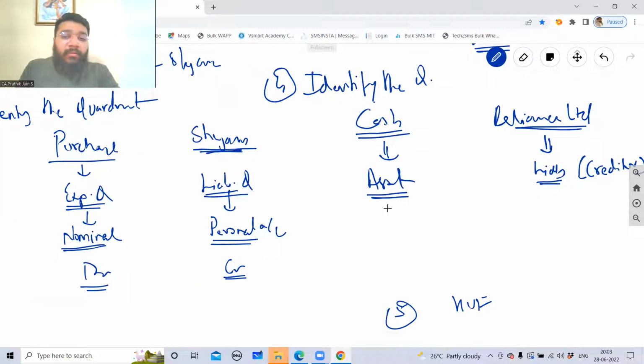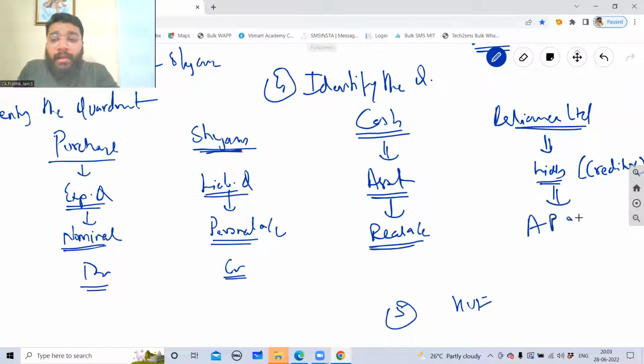So assets will follow which rule? Personal, real or nominal? Assets will go to which house? Real house, real account house. Liabilities will go to which house? Artificial personal account house.